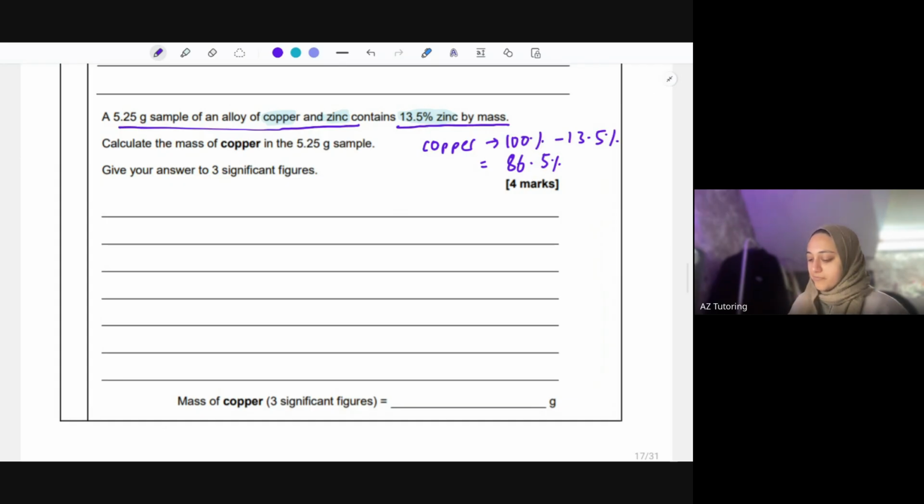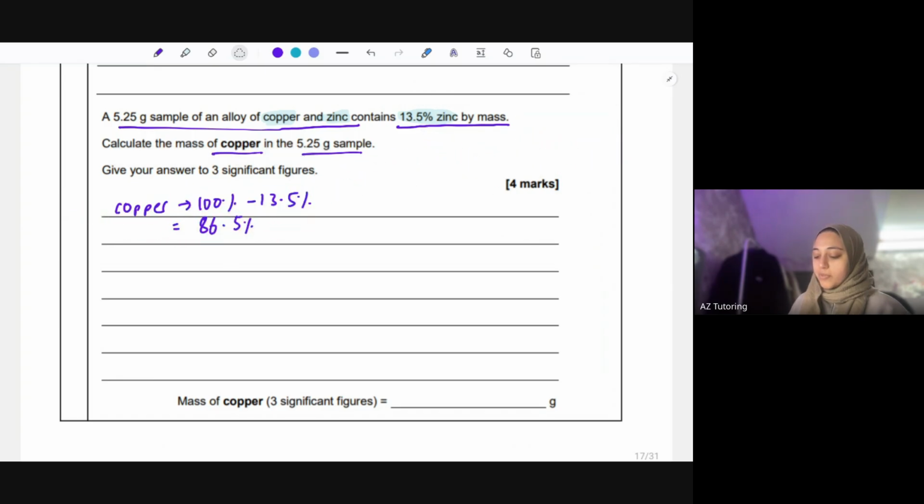I know there's 86.5% of copper within that alloy. Calculate the mass of copper in that 5.25 gram sample. Now that I know that there's 86.5%, that's my first mark by working out that calculation, 100% minus 13.5%. Now all I need to do is work out that 86.5% of the 5.25 gram sample. To put that in your calculator, change that percentage to a decimal, so you divide it by 100 and get 0.865. Of just means you times by 5.25.